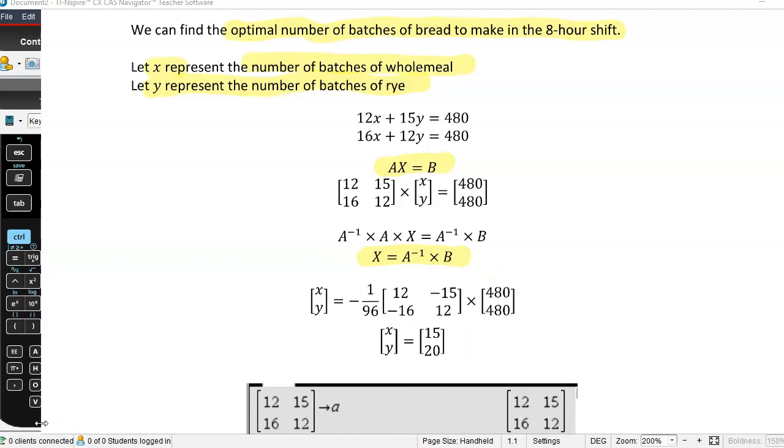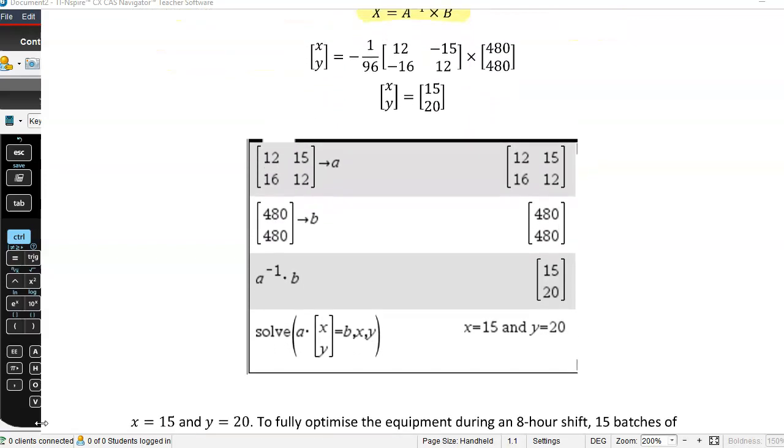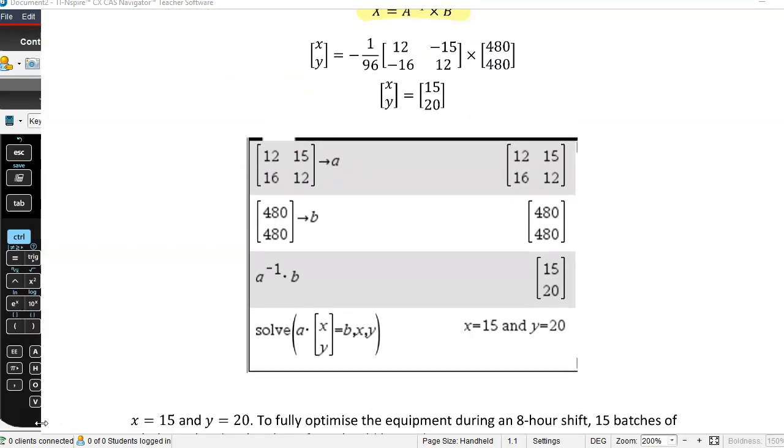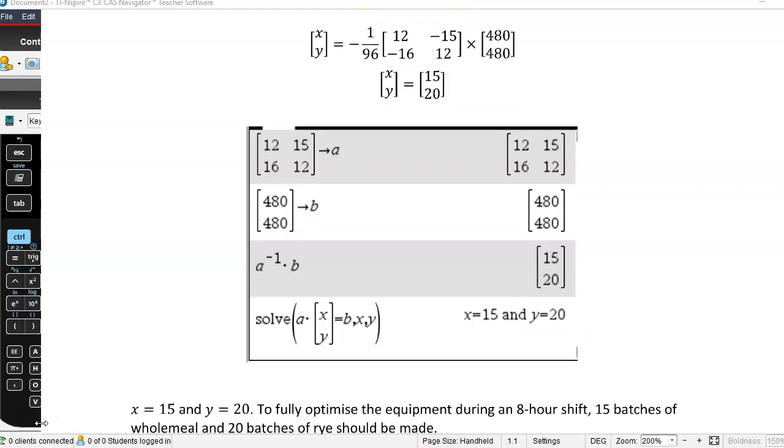But of course, we can do that on our CAS calculator, which I'm sure a lot of you will end up doing. So you can see I've popped them in and assigned them to the variable. And then I've gone, okay, inverse of A times B gives me 15, 20, that matrix there. I can also use my solve using the variables that I've declared to find x and y, and then it solves it for us.